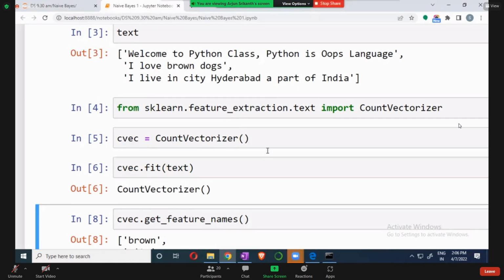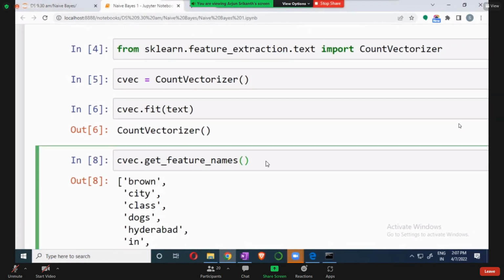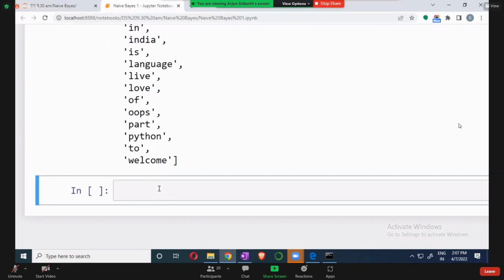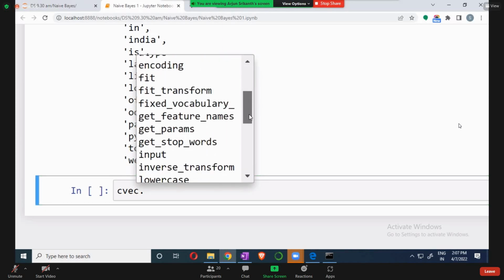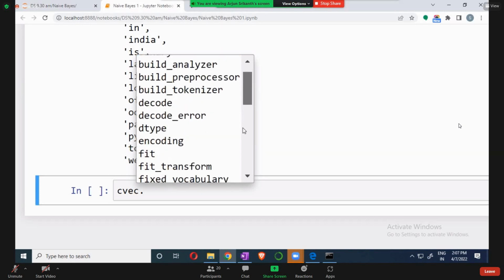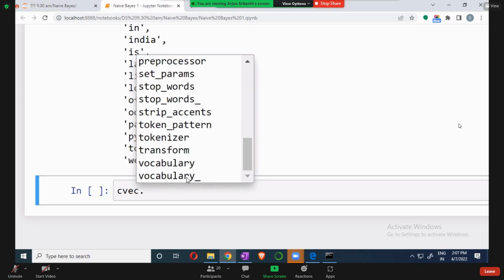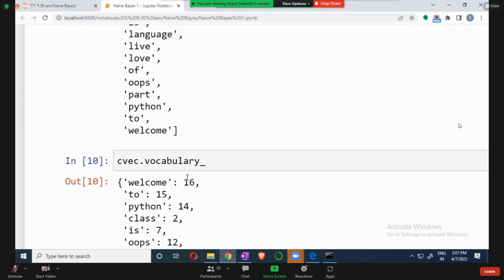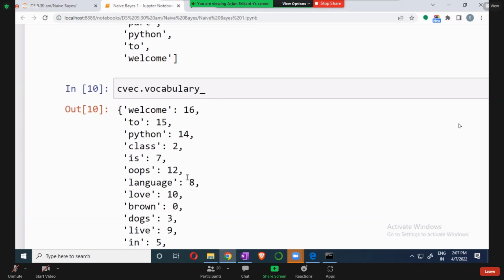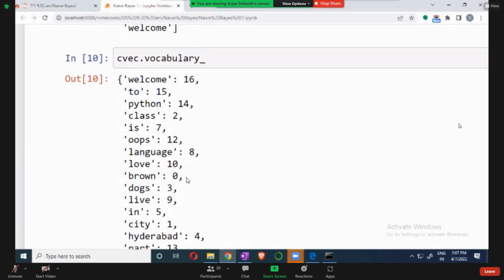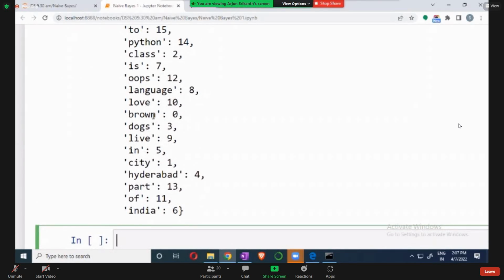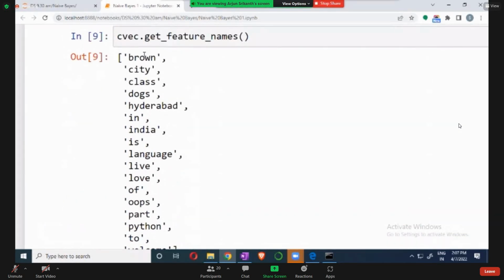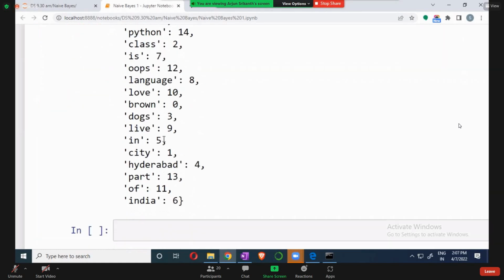So now after this, I want to see the ranking, guys. There is something called cvec.vocabulary_. Now you see this. It gave the ranking, I mean, it gives the numbering of them. Here, the first one, 0, is given to brown. You see this? We got brown as the first. The 0 number is given to brown over here.